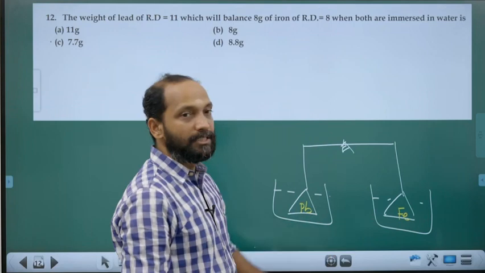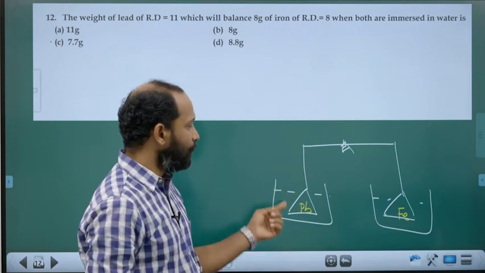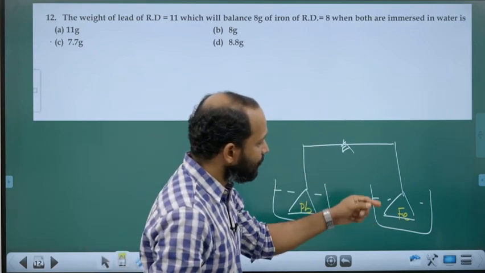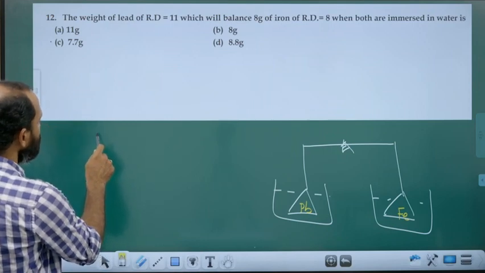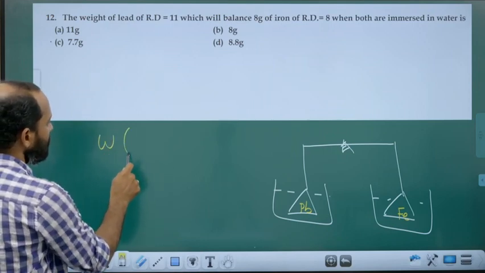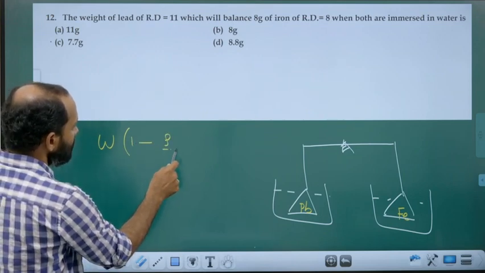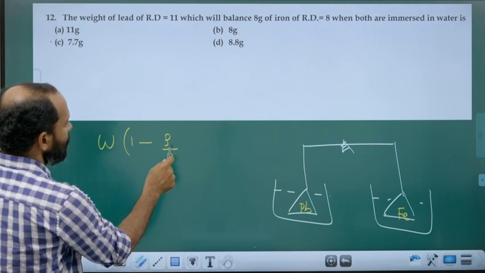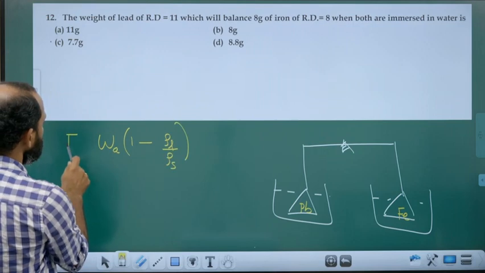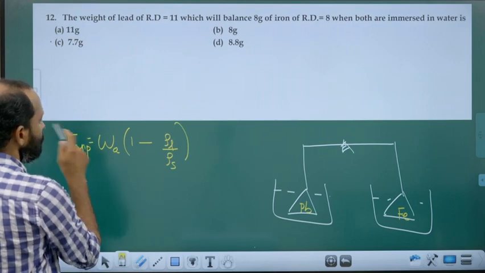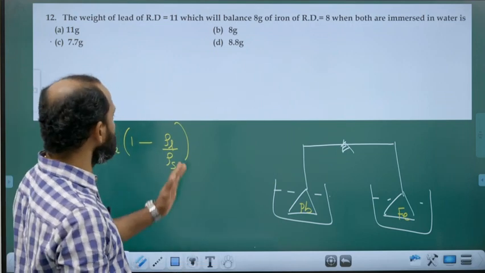Now the principle of moments can be applied. The apparent weight of the lead block in water is equal to the apparent weight of the iron block in water. What is the formula for apparent weight? Apparent weight is equal to weight in air multiplied by 1 minus density of liquid divided by density of solid. So apparent weight is equal to weight in air minus upthrust.